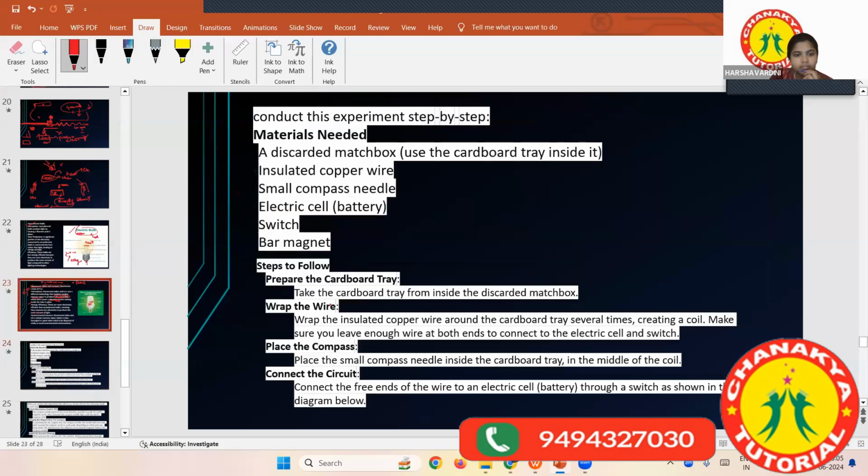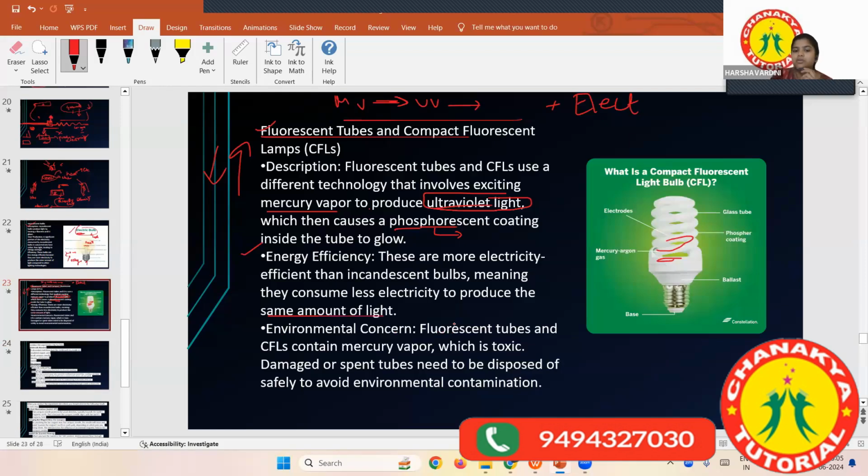Okay, so environmental concern. When it comes to environmental concern, fluorescent tubes and CFL contain mercury vapor, which is toxic. So damaged or spent tubes need to be disposed of safely to avoid environmental contamination. It's just like they're telling you, if you have any CFL bulbs in your home and they're not working, you have to dispose of them in the correct way, because mercury vapor is not good for the environment. It causes environmental contamination.